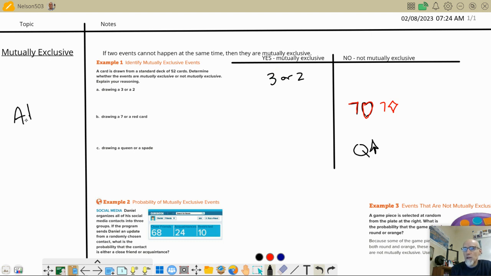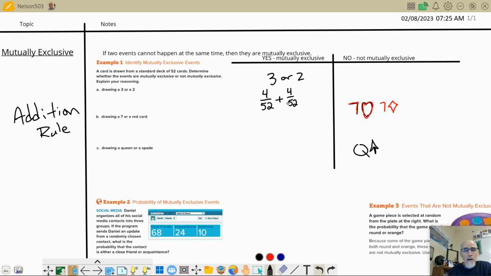The addition rule. Okay, so when you have a situation where they're mutually exclusive, we want to know the probability of drawing a 3 or a 2. You're going to find the probability of drawing a 3. So that would be 4 cards out of 52 cards. And you're going to add the probability of drawing a 2. That'd be 4 cards out of 52 cards again.